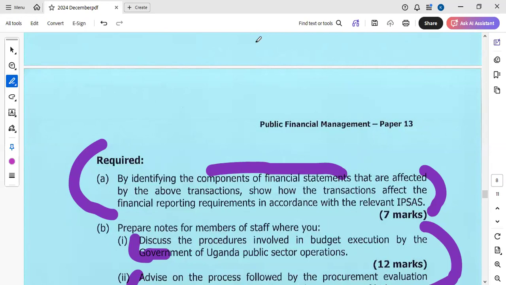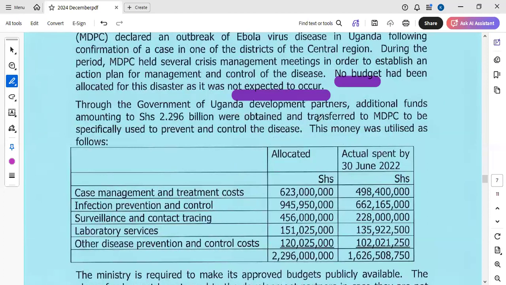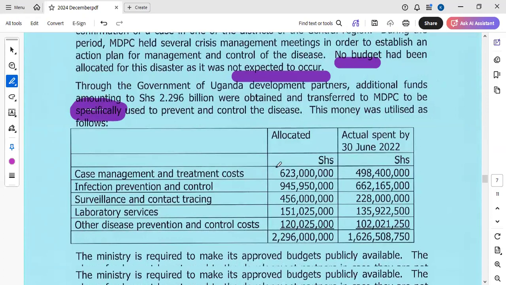How will these transactions affect our financials? We are told that through the government of Uganda development partners, additional funds amounting to shillings 2.296 billion were allocated and transferred to an entity called the MDPC to be specifically used to prevent and control the disease. This money was utilized as follows.